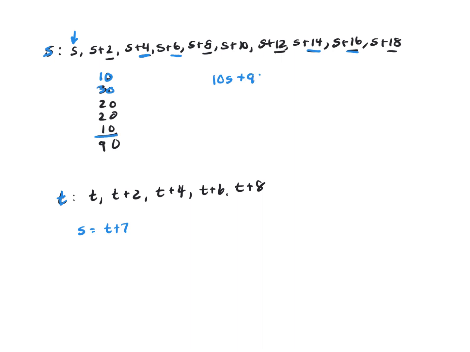So 10s plus 90 and divide by 10 is the average. And now divide each term by 10 and you get S plus 9. That's the average of S.